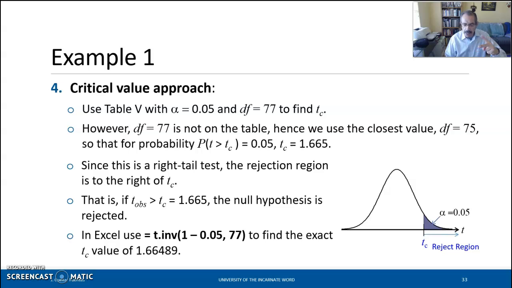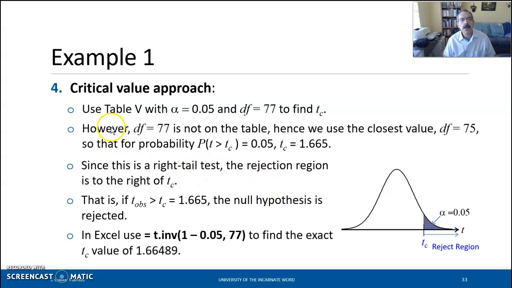And again, in all these problems, I'm going to illustrate both approaches, the critical value approach and the p-value approach. You do not have to use both. One is sufficient because they're equivalent, but I want you to learn how to use either method. So I'm going to illustrate both.